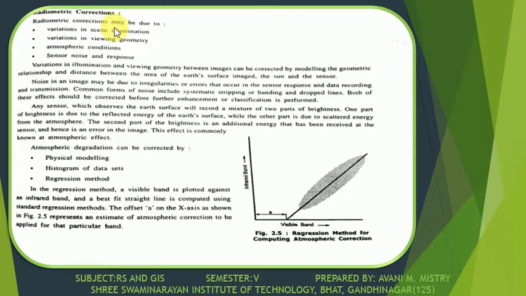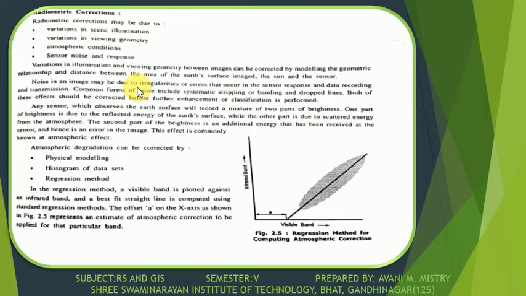Radiometric correction. The radiometric correction may be due to variation in the scene illumination, variation in the viewing geometry, and sensor noise and response. Variation in the illumination and viewing geometry between the images can be corrected by modeling the geometric relationships and distances between the area of the Earth's surface imaged, the sun and the sensor. Noise in the image may be due to irregularities or errors that occur in the sensor response and data recording and transmission. Common forms of noise include systematic striping or banding and dropped lines. Both these effects should be corrected before further enhancement or classification is performed.